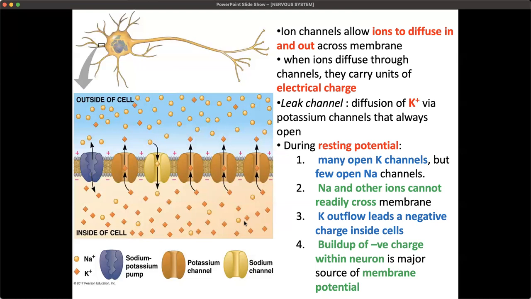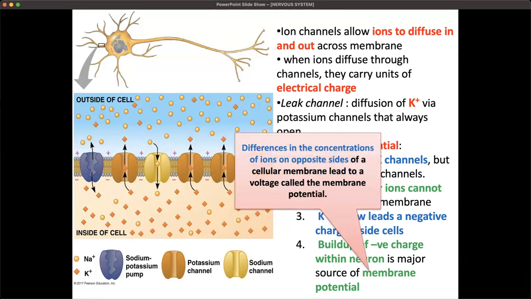So the build-up of negative charge inside the neuron is the major source of membrane potential. You are creating a membrane potential because there's a difference between the charge inside of the cell and outside of the cell. You cannot make it the same. If the charge is the same between inside and outside, you're not creating any potential, and you're not allowing the action potential to happen. So see the difference. The potassium channel allows only potassium to flow out, the sodium channel allows sodium to flow in, but the sodium potassium pump allows 3 sodium to flow out and 2 potassium to flow in.